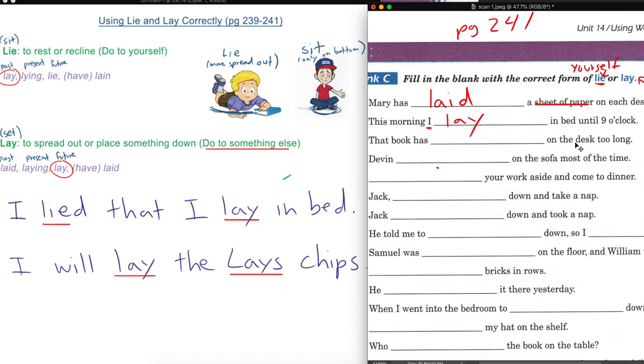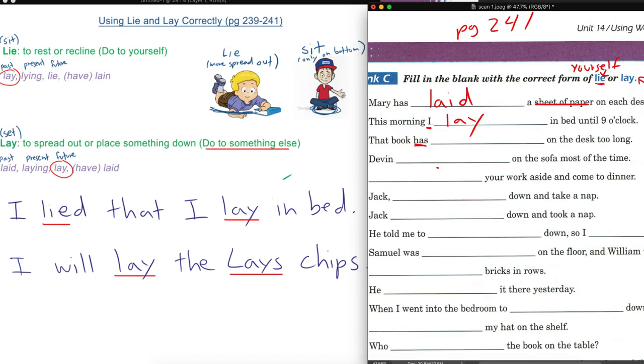That book has blank on the desk too long. So you're talking about, is the book doing it? Is he putting himself down on the table, or does something else do it? Okay, obviously, we know that books aren't alive, but since we're talking about the book as if it's doing it to itself, you would use the verb lie. So the book has blank on the desk too long.